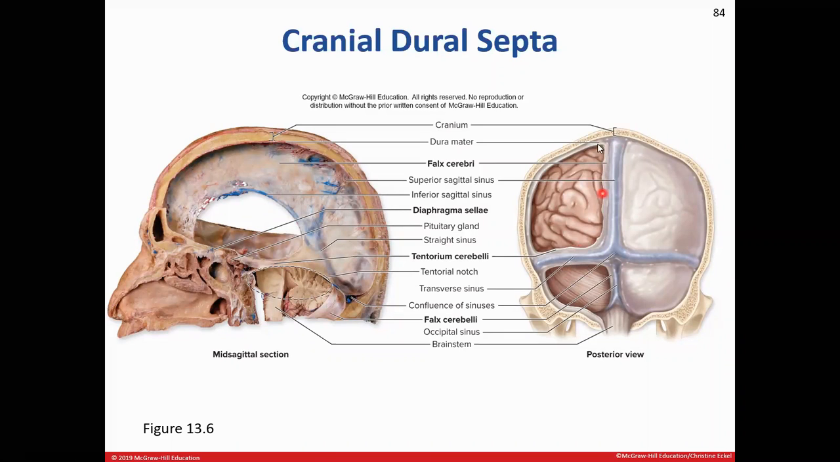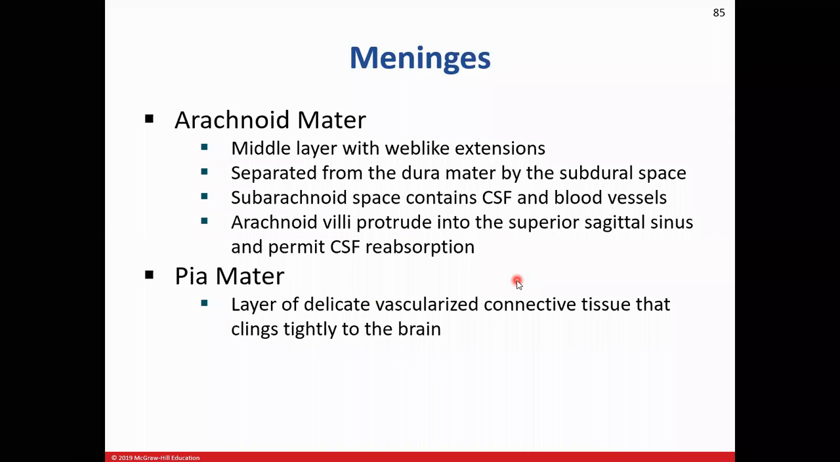You also notice on this graphic that we have the sagittal sinuses that basically run up and down and also side to side on that brain. And we'll talk more about those in a second. Our next layer is the arachnoid mater.